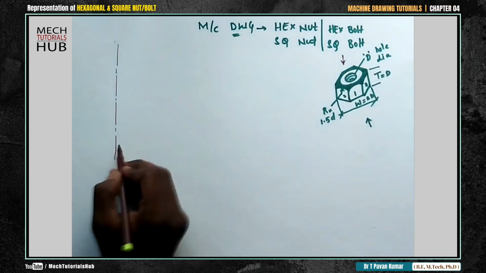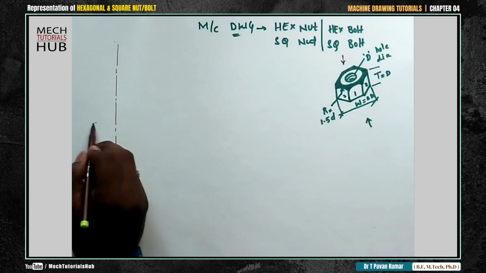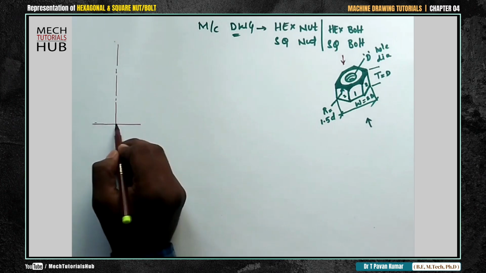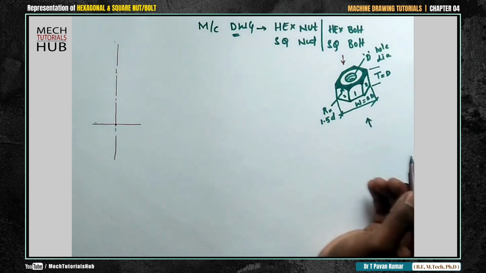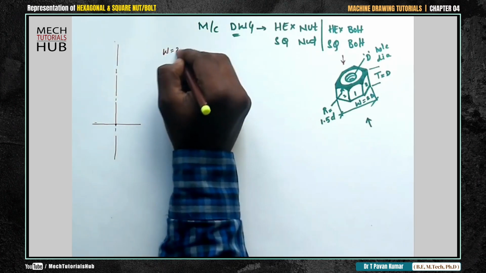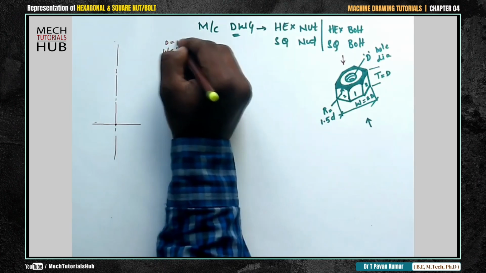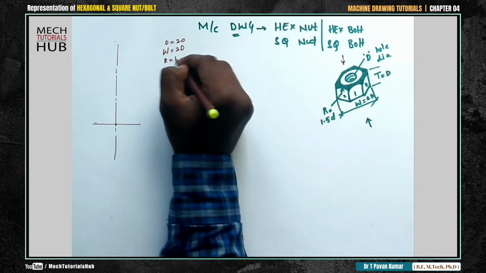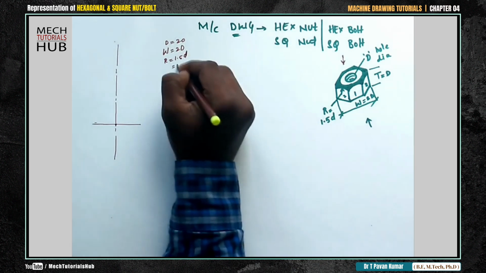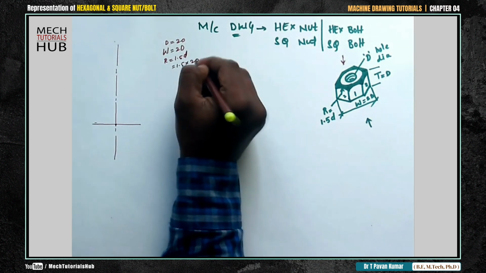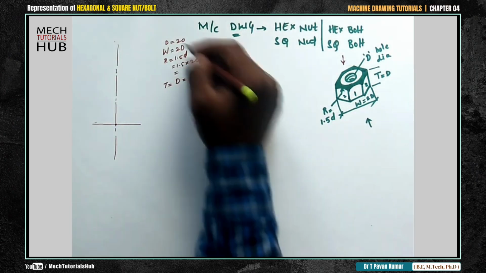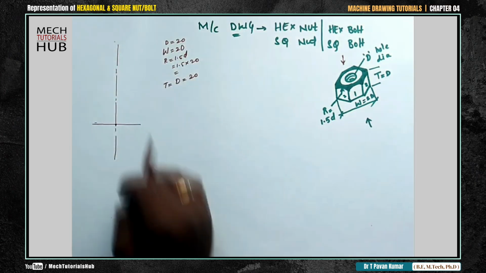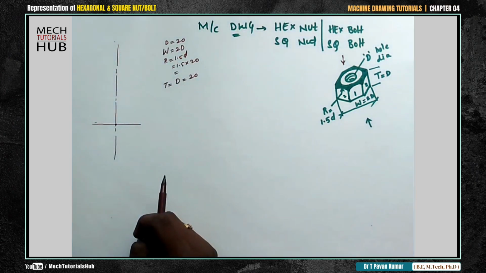This view. So I'll consider one more axis. I'll consider this as the center point. Then I'll take the W value. W is equal to 2D. Let us imagine D is equal to 20 mm. R is equal to 1.5D, that is equal to 1.5 into 20, and D is equal to 20. Now these are the specifications to be followed to draw the front and top view of a hexagonal nut.